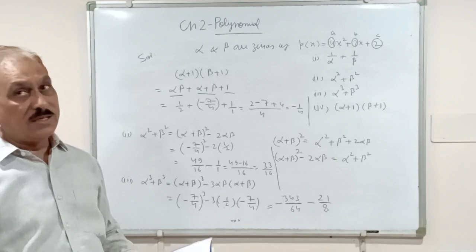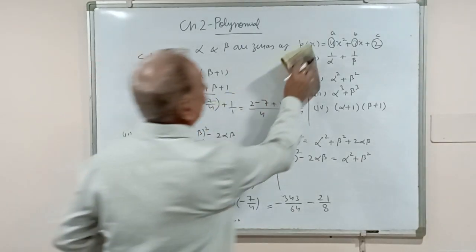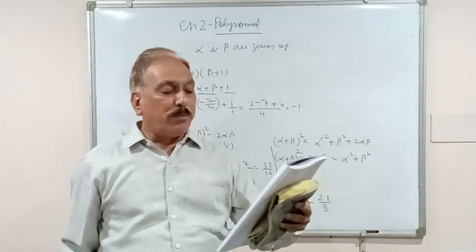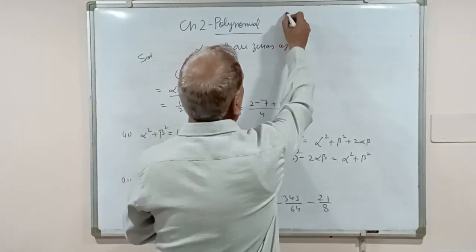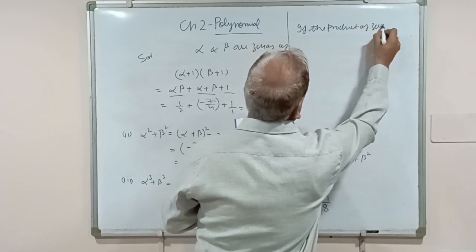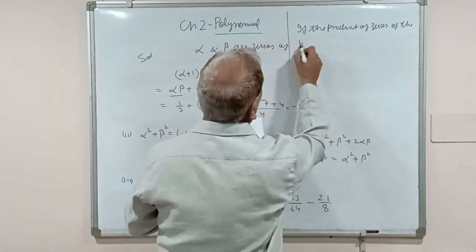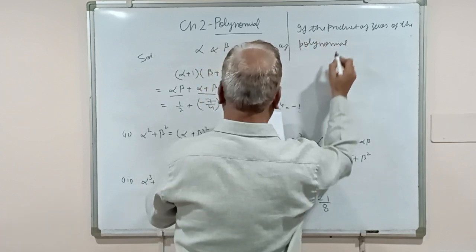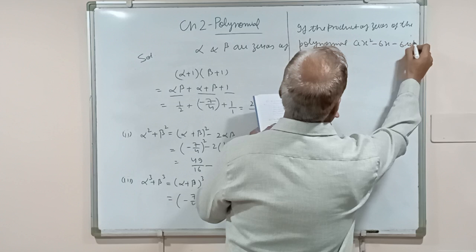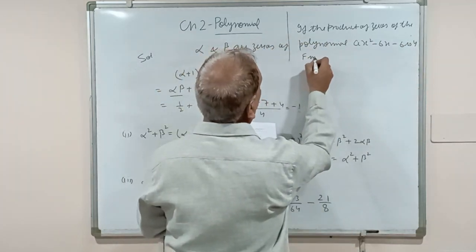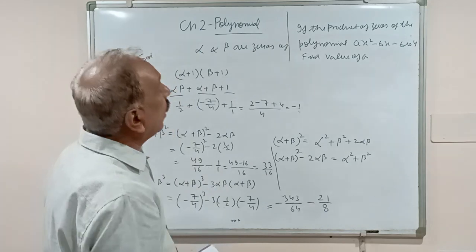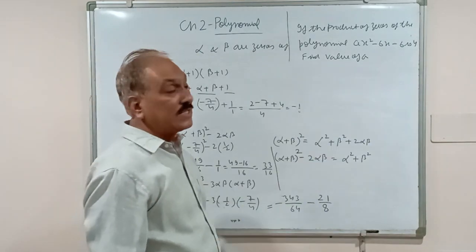Next is a very simple question of 2 marks. If the product of zeros of the polynomial ax square minus 6x minus 6 is 4, find the value of a.